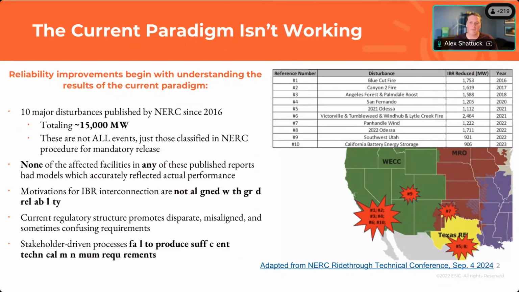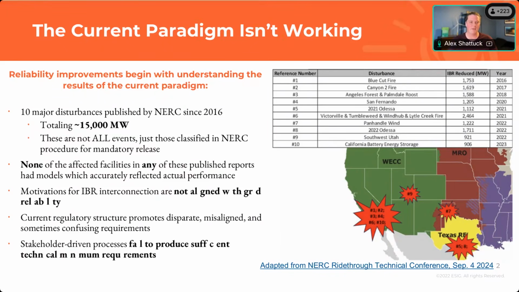So for those of you who have seen me present or NERC presentations, this is very often right in front and center. But since 2016, there's been a little over 15,000 megawatts. And this is an older graphic, so there's a few more events here, but we'll call it 15,000 megawatts of inverter-based resource events that were classified for major disturbance. So what this means is these are just the events that qualified for the mandatory reporting criteria from NERC.